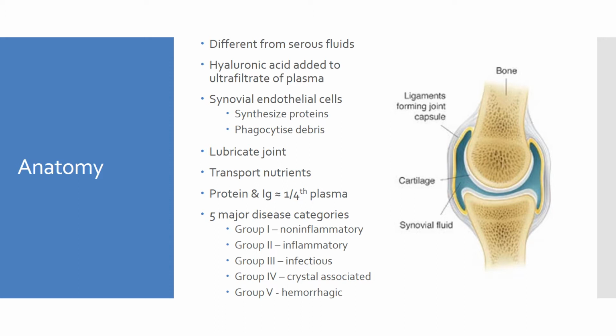So the 5 categories that are there: group 1, which is non-inflammatory, so sort of an idiopathic increase in fluid. Group 2, which is inflammatory. Group 3, infectious. There's going to be some kind of organism noted there. Group 4, which is crystal associated, unique to joints, and group 5, hemorrhagic. Okay, so we're going to have to be able to determine in the lab, or give the information for the doctor to be able to determine, which category applies to his patient when he sends us a fluid.